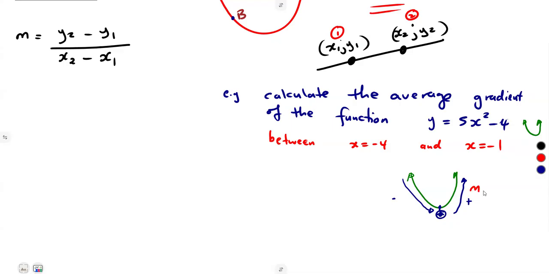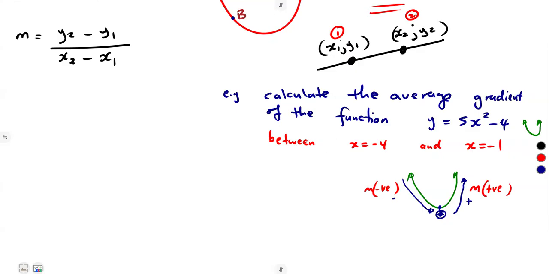So in our case, our gradient must be what? Must be positive. When it is going down, the gradient is going to be what? Is going to be negative. So those are the conditions that you're going to be actually facing in calculations.